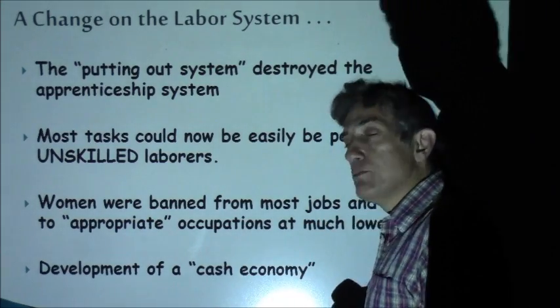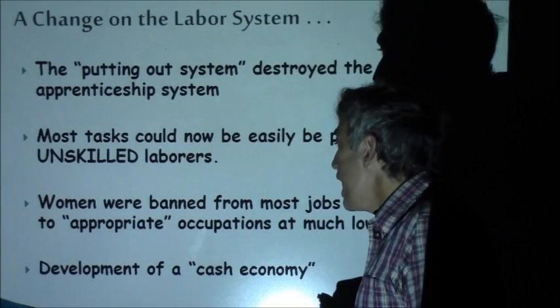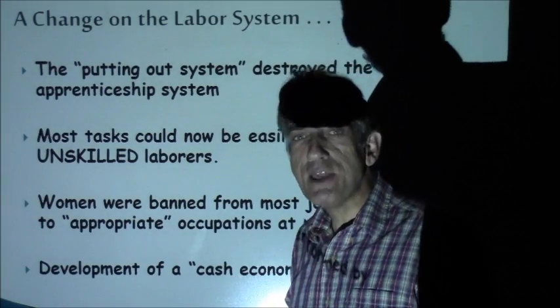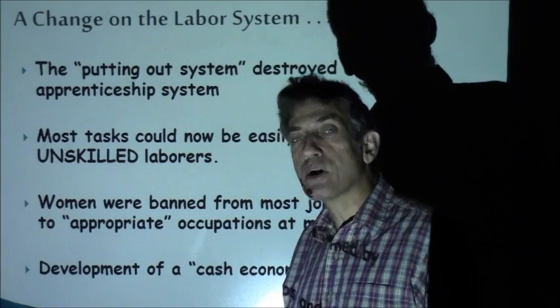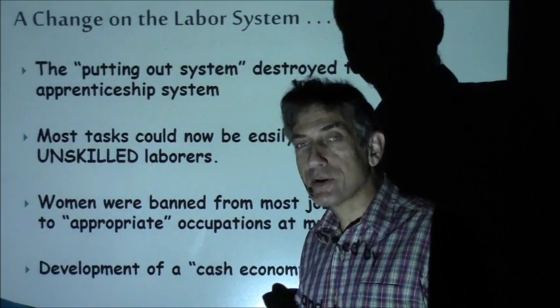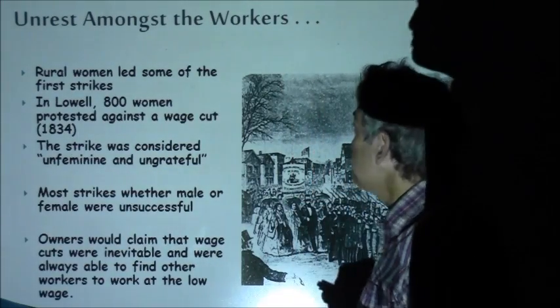Women were not allowed in most jobs unless they were deemed appropriate. Lowell Mills is an example of appropriate. And we start to have a system of cash economy, where now you buy things with money as opposed to just bartering around, because entrepreneurs weren't dealing with bartering, they were dealing with the moving of capital, which was cash money for the purpose of investment.